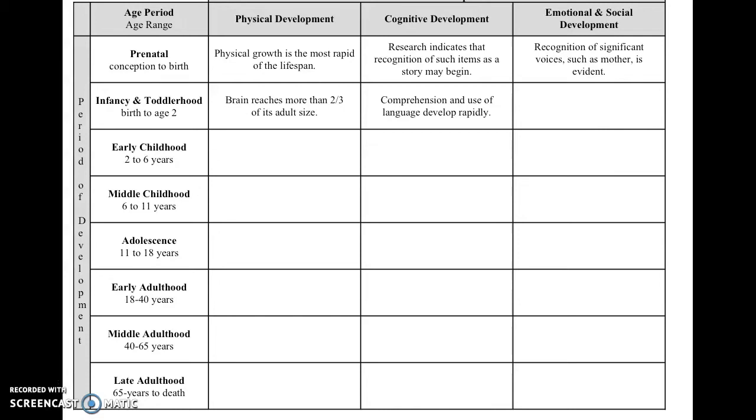A baby comes into the world only able to communicate with cries. By 2 years, most children can use simple sentences. Finally, in terms of emotional and social development, you should have attachment to parents and others form. We'll discuss attachment in much more detail later in the semester.